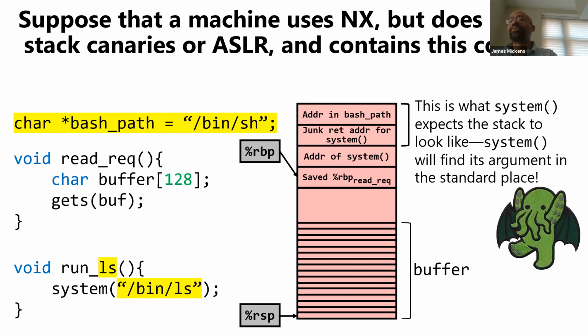So that's kind of clever, right? Even though we didn't actually have a direct call to system passing in the string /bin/sh in there, the attacker was still able to corrupt the stack in a way that had the same effect as that first attack that I just showed.